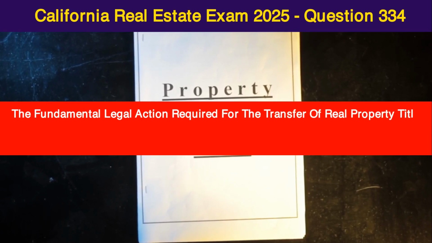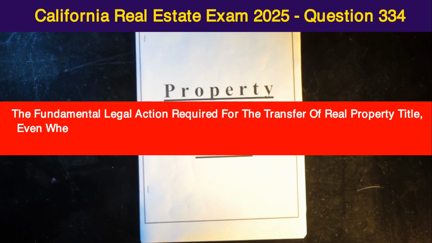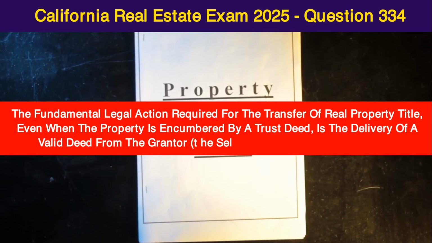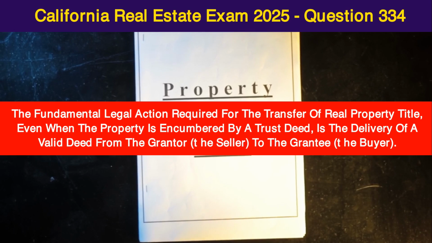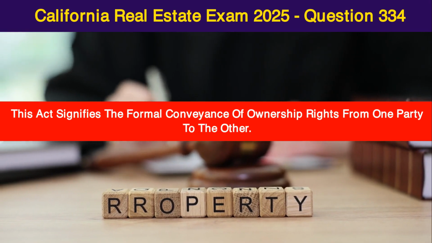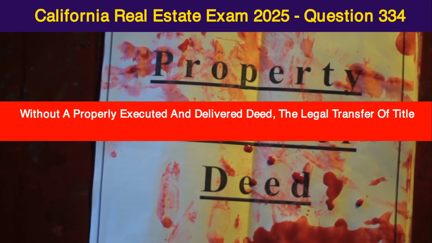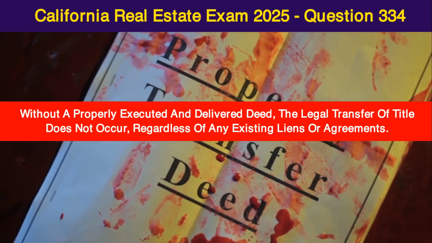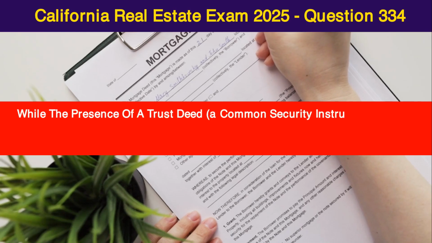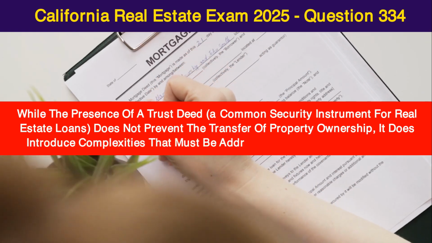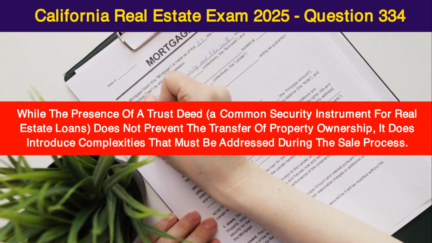The fundamental legal action required for the transfer of real property title, even when the property is encumbered by a trust deed, is the delivery of a valid deed from the grantor, the seller, to the grantee, the buyer. This act signifies the formal conveyance of ownership rights from one party to the other. Without a properly executed and delivered deed, the legal transfer of title does not occur, regardless of any existing liens or agreements. While the presence of a trust deed, a common security instrument for real estate loans, does not prevent the transfer of property ownership, it does introduce complexities that must be addressed during the sale process.